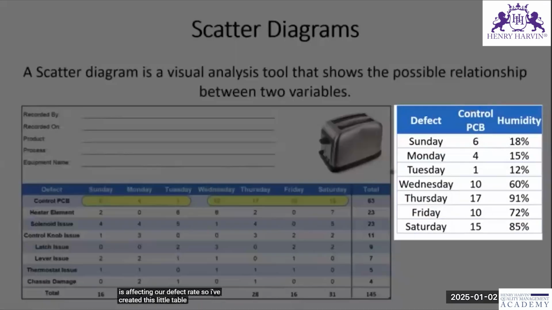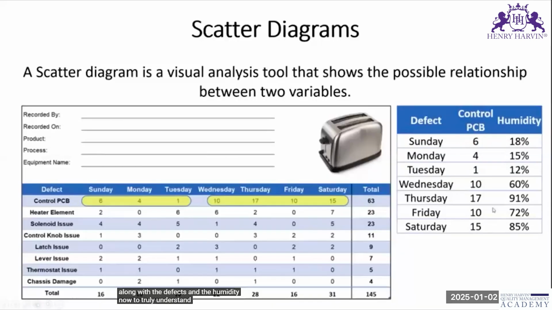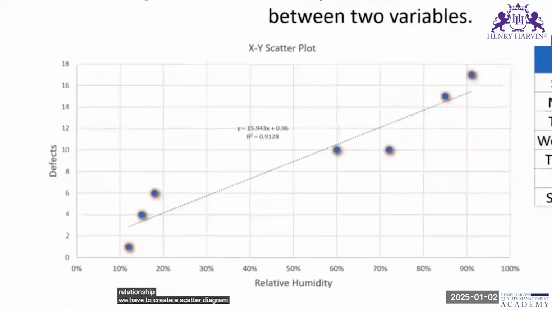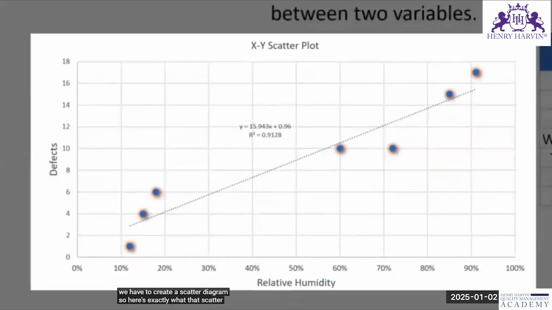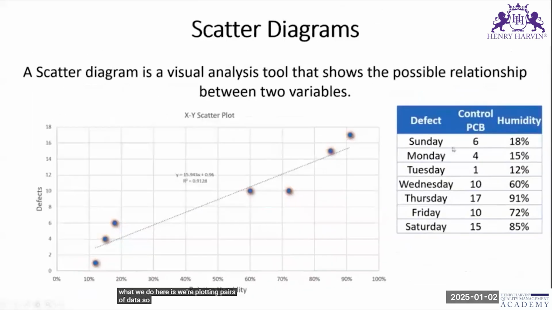So I created this little table here to show the days of the week, along with the defects, and the humidity. Now, to truly understand this relationship, we have to create a scatter diagram. So here's exactly what that scatter diagram looks like. What we do here is we're plotting pairs of data. So for example, on Sunday, we had 6 defects and 18% humidity. You can see that right here. That's this data point right here. We had 6 defects, 18% humidity.